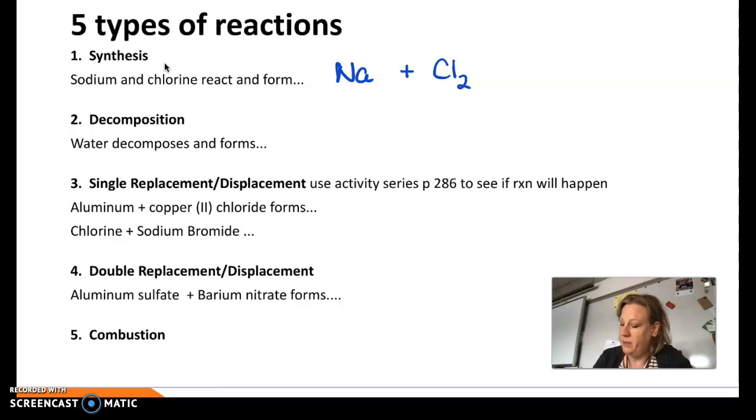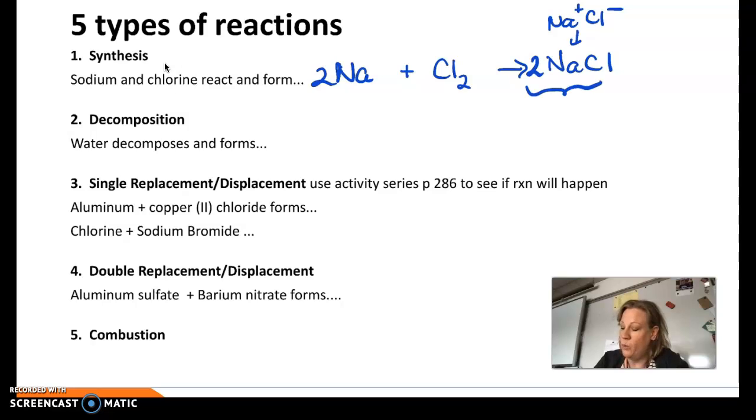is diatomic, and then it forms sodium chloride. And you have to remember when you get to the product here that you do have to balance charge. So you have to look up charges and make sure that you're writing that formula correctly. So then after that, I would balance. And yeah, so synthesis is always going to have just one product on the right side.